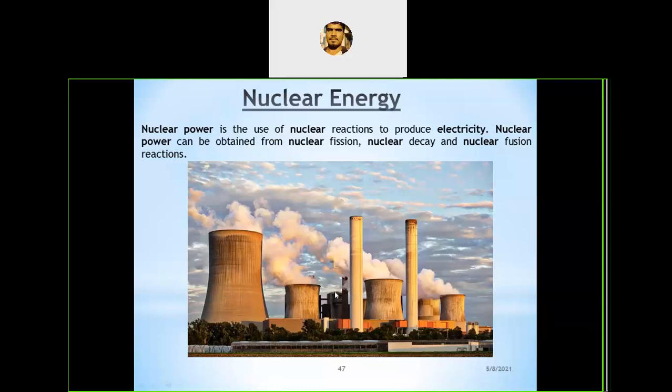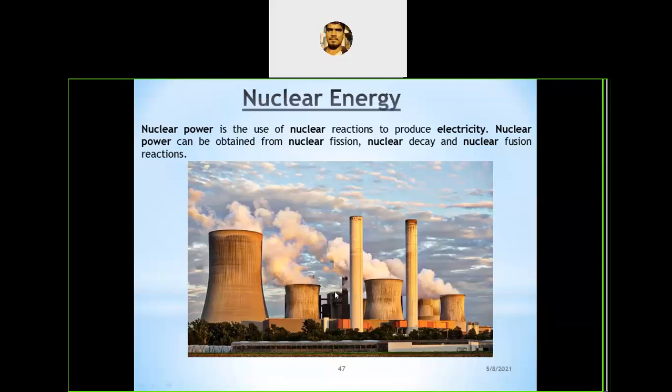Clear? In the combustion process, the fuels may be tar sand, oil sand, coal, petroleum. But here in the nuclear power plant, the fuel is nuclear atoms. These atoms become nuclear fuels, and they are a large source of energy.